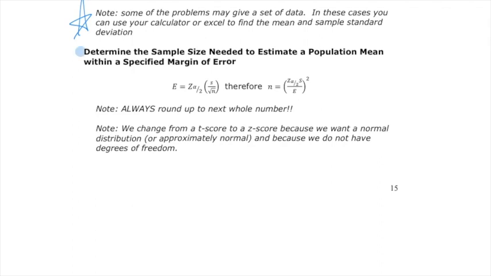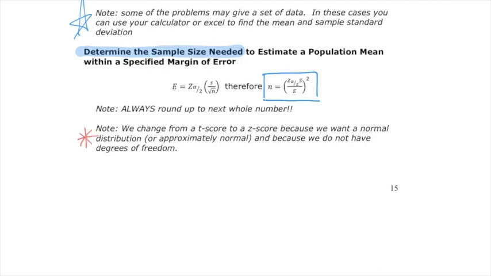Next, we'll look at determining the sample size needed to estimate a population mean within a specified margin of error. We have our formula for margin of error from our formula for finding the confidence interval for mean, and that allows us to find the formula for n. Just like in our previous section, we're always going to round up to the next whole number when we're estimating the sample size.